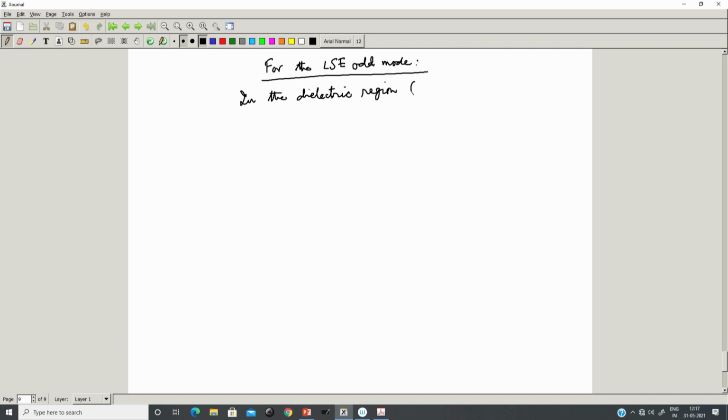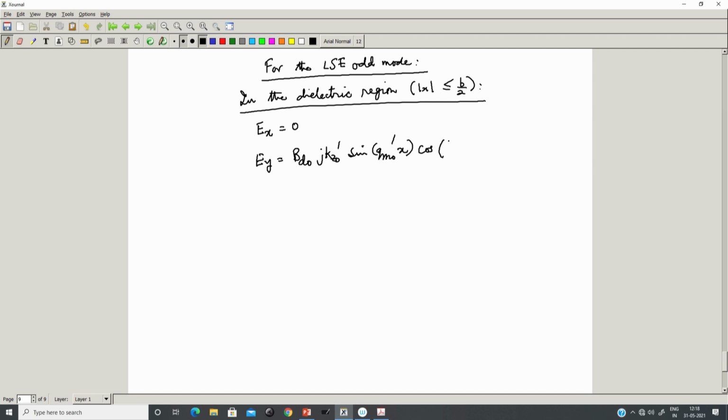in the dielectric region, which is mod x less than or equal to b by 2, E x as 0, E y is B D O j k z o prime sin q m o prime x cos n pi y by a e power minus j k z o prime z.